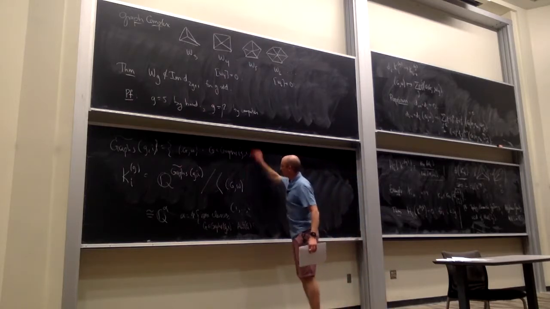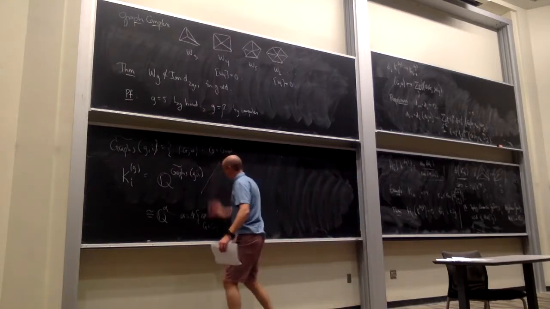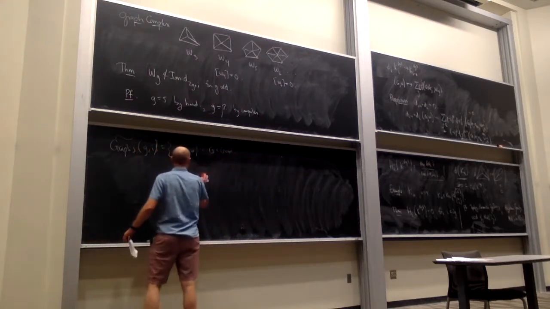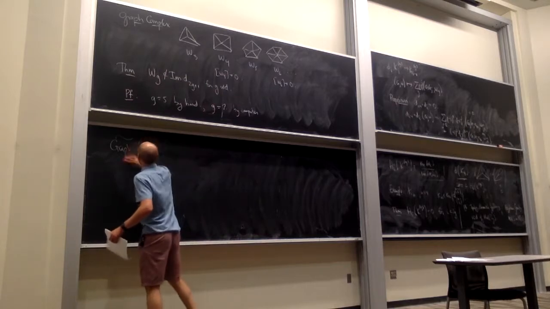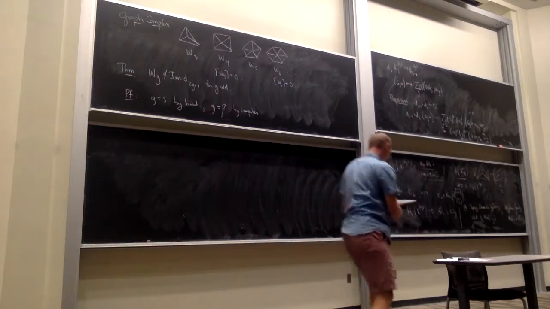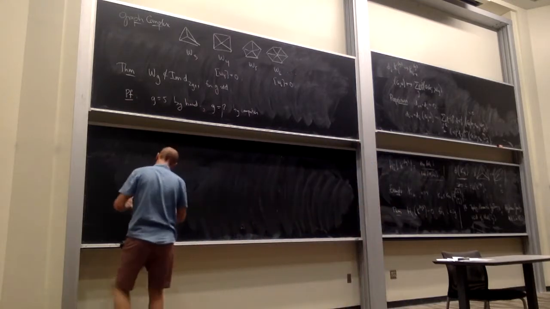And to my eye, there's no discernible pattern in what shows up. On the other hand, this is a theorem, and so there's a proof. So let me sketch for you what goes into the proof.